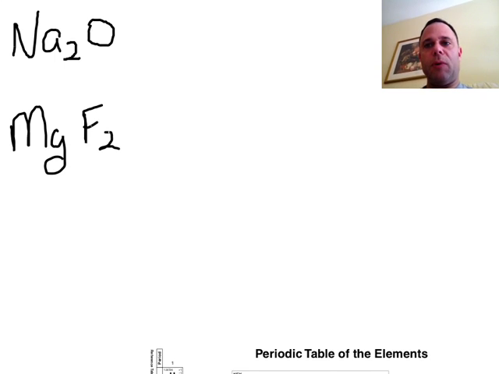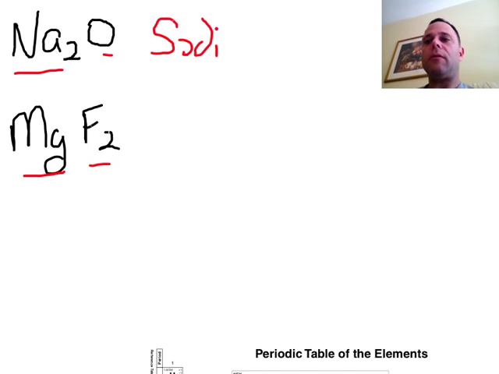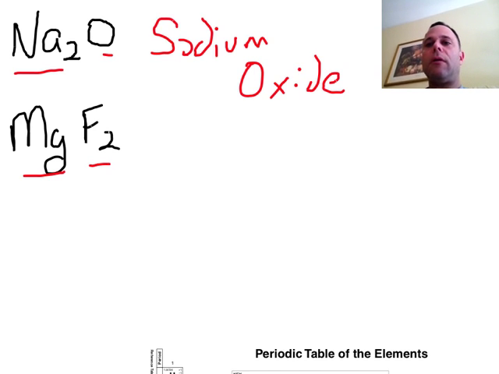So here we have two examples. This first one has sodium and oxygen. This next one has magnesium and fluorine. So how do we name these? Okay, well, as the instruction said, this is simply called sodium oxide. Now, there are two sodiums here. Why don't I have to say disodium? And it comes from this.